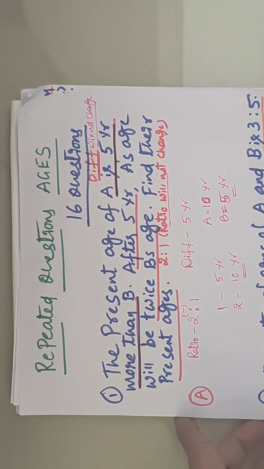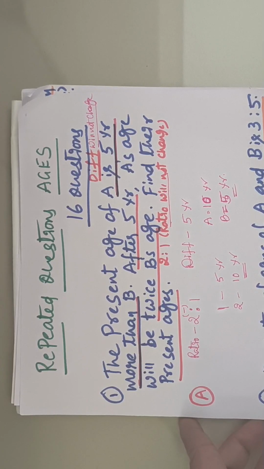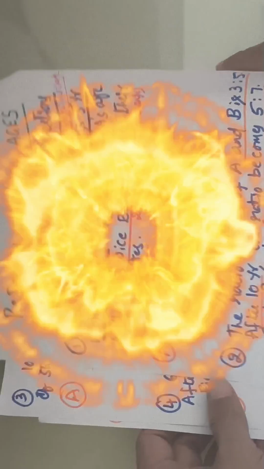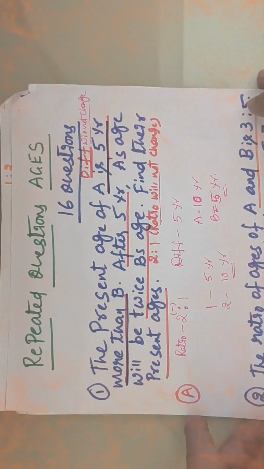So we'll start the ages repeated questions, the most important questions. Total 16 questions are there. I have solved 14 questions, so the remaining will be homework for you.